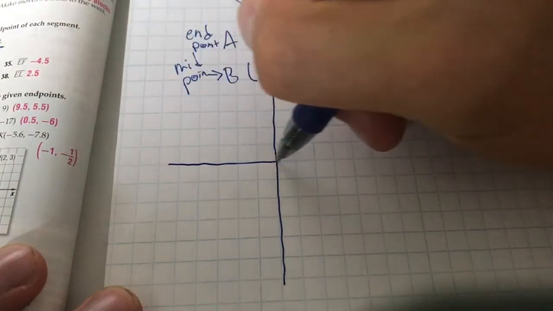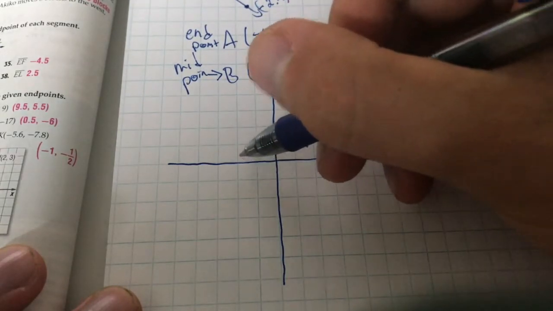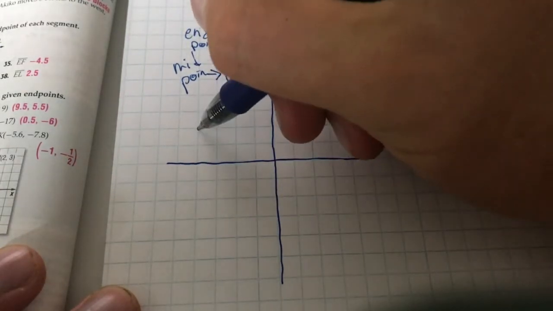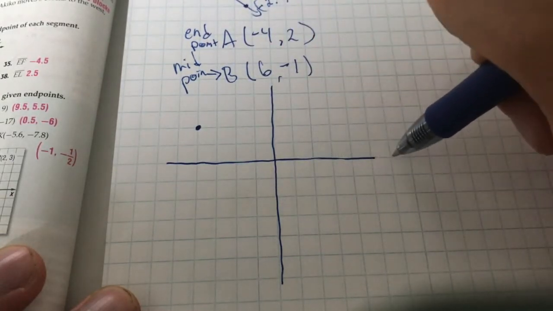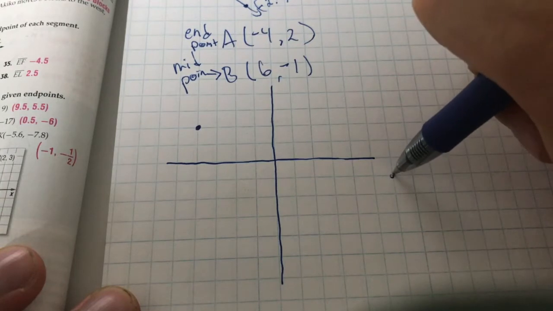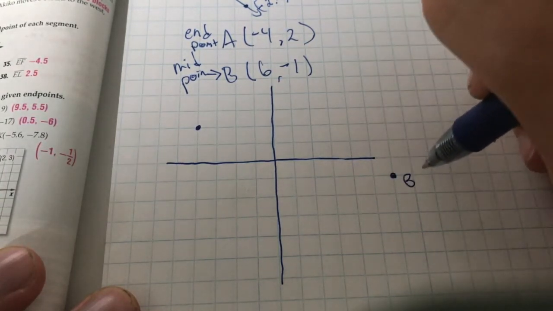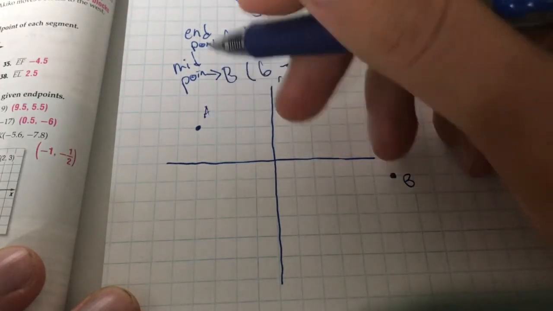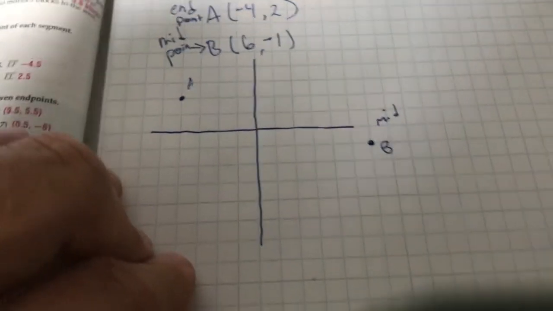Feel free to pause it and draw your own. Negative 4, 2. 6, negative 1 over here. Ooh, all right. So this is B. This is my midpoint. A. This is an endpoint. So this is the midpoint. Therefore, let's zoom out a little bit.